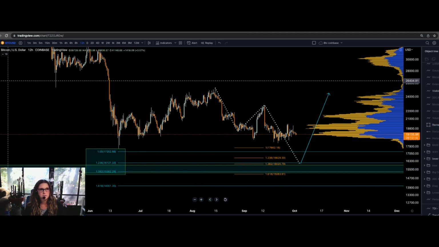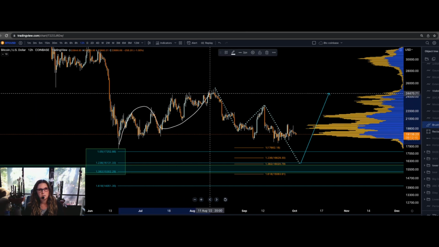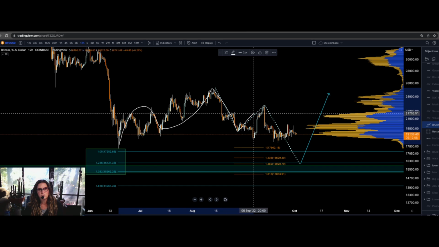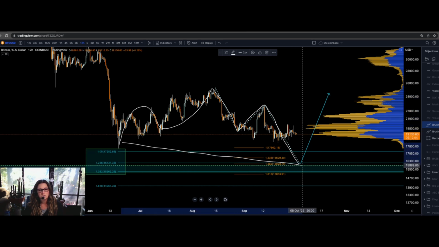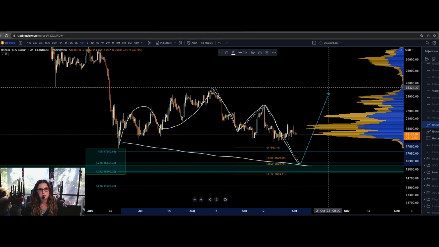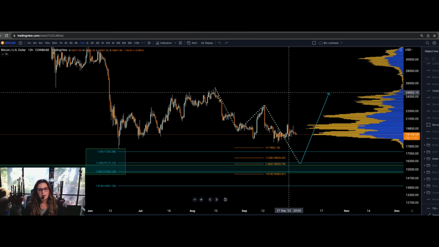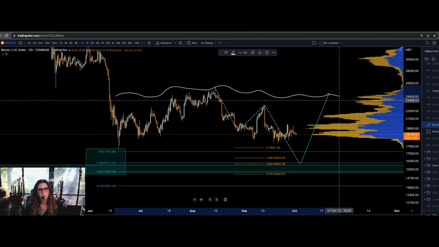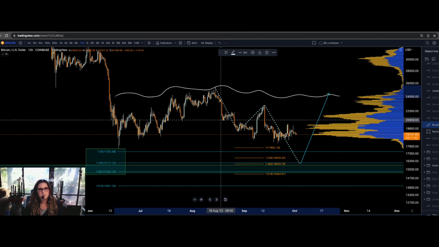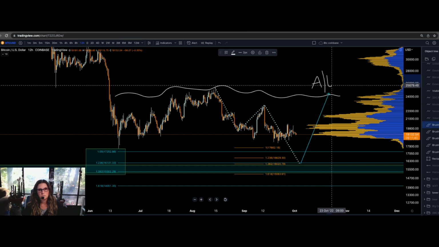What happens is we create a 3-wave move to the upside. We create a 3-wave move to the downside, which creates divergence here that creates this pop to the upside. After the pop to the upside, if we can turn this resistance into support, then this move becomes an A wave or a W wave.